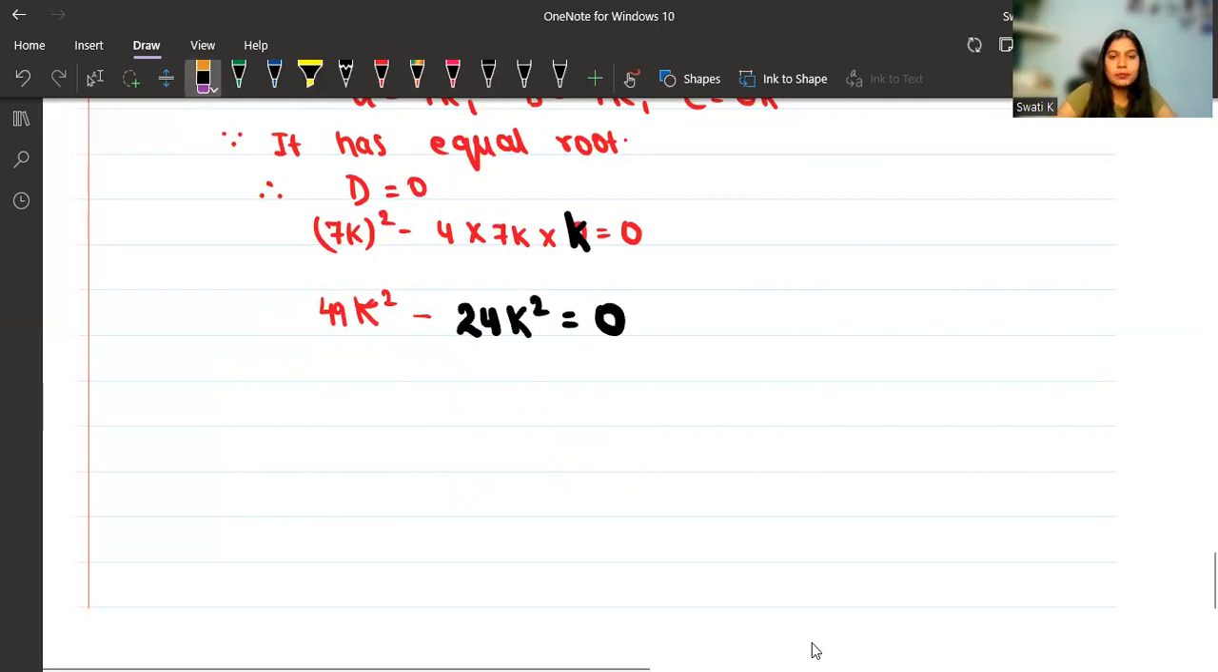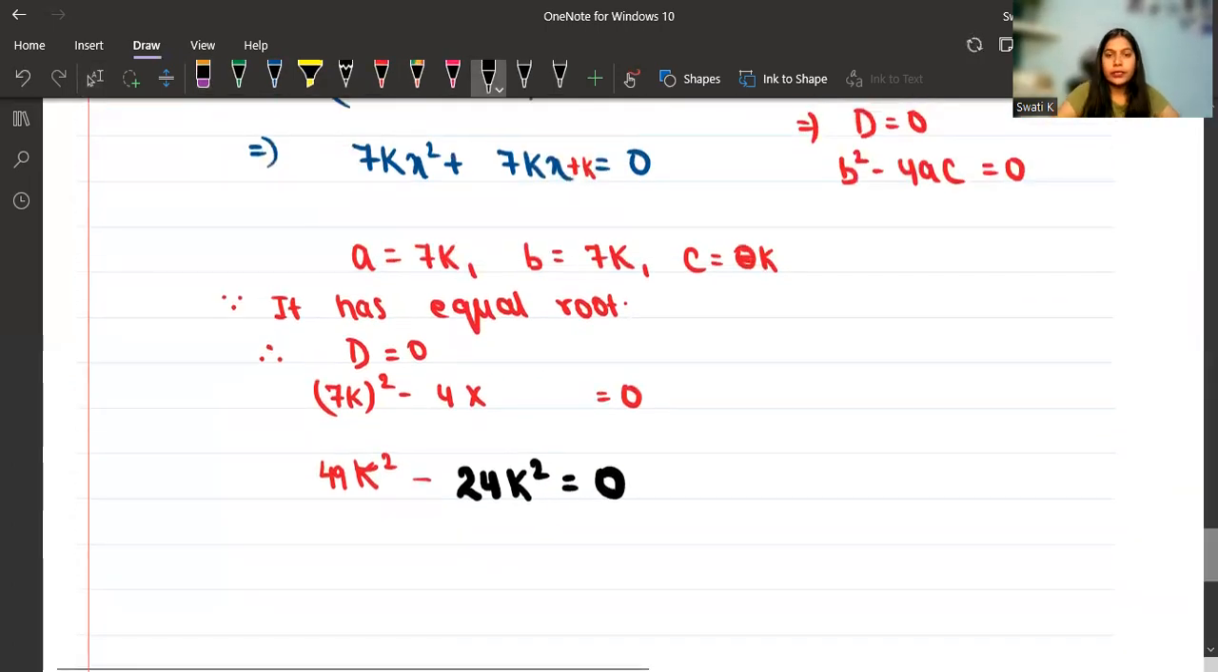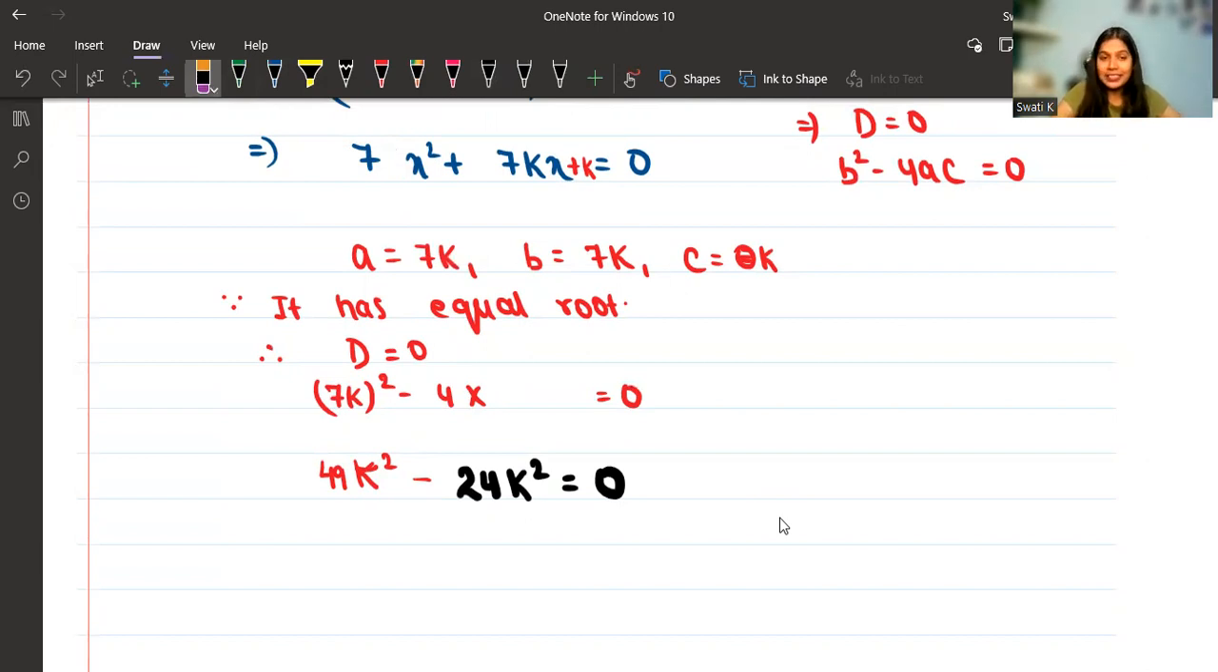Okay, I think there is one mistake. This is b square minus 4ac, right? So 4ac, let me just check this. 4 into a into c. Okay, yes, because that k was not getting multiplied, we have to erase this. Okay, yes. So there is a mistake in the question. I figured it out just now. Anyway, so let's do this.